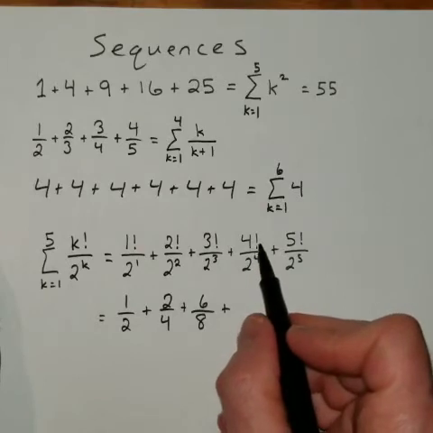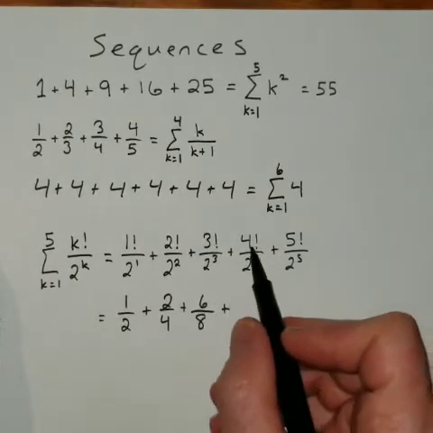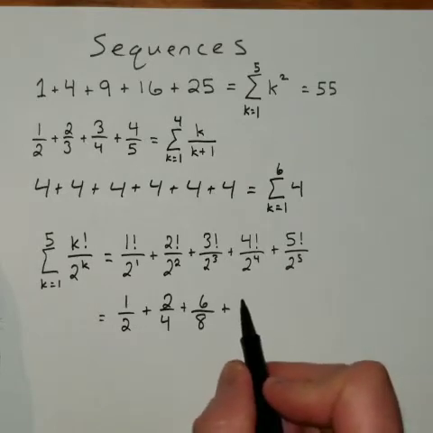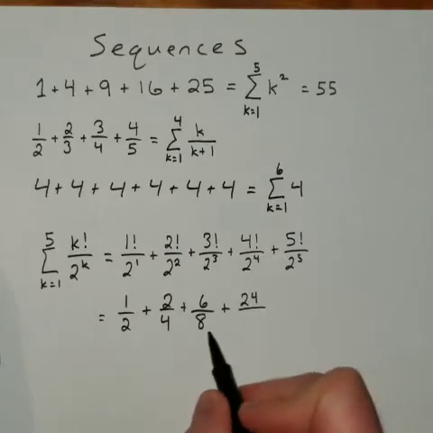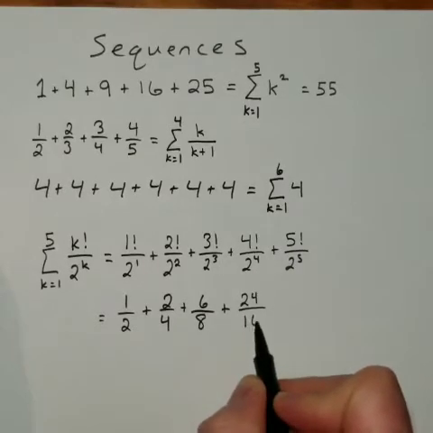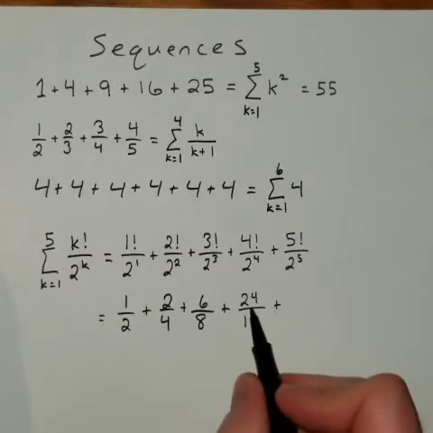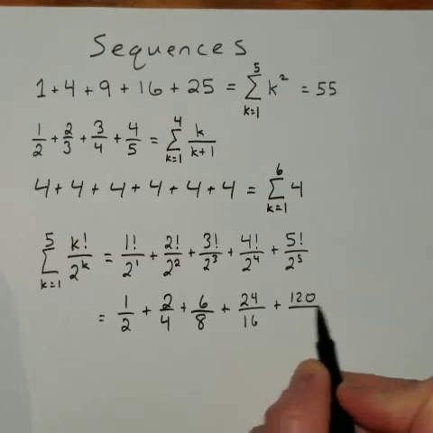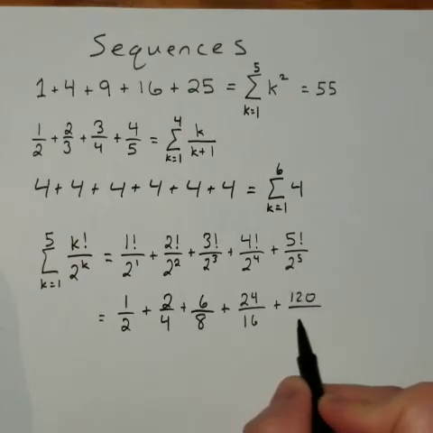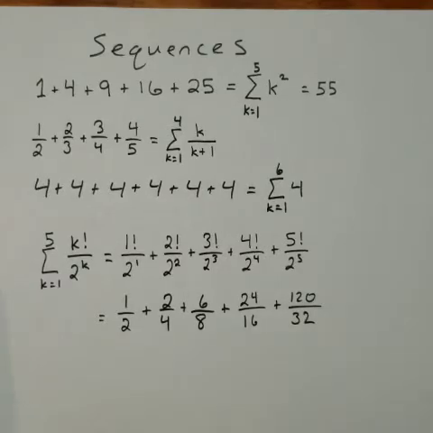And then 4 factorial is basically 6 times 4. It's the previous one times the new number, 4. That'd be 24. And 2 to the 4th is the previous number doubled, so it'd be 16 on the bottom. And then 5 factorial is this previous number times 5, which is 120. And 2 to the 5th is the previous number doubled, which would be 32.